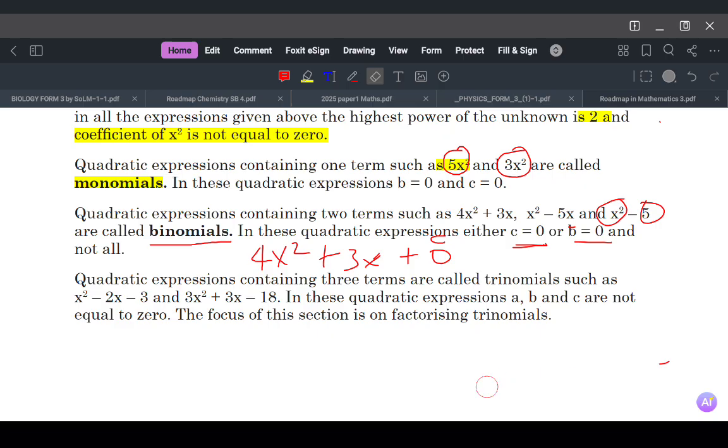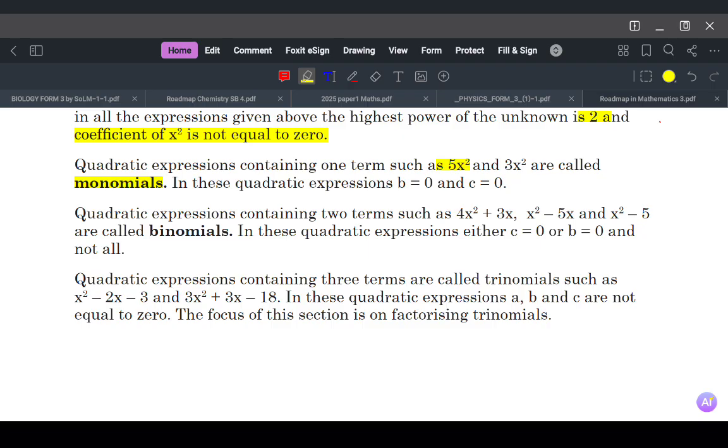We are looking at types of quadratic expressions. The name of the type of a quadratic expression depends on how many terms there are. If there is only one term, which is not combined to another one by either a positive or minus sign, then we call that monomial. Mono means one, and then we have binomials, in which we have two terms connected by either a positive or a negative sign. All right. Okay, I hope we are together there.